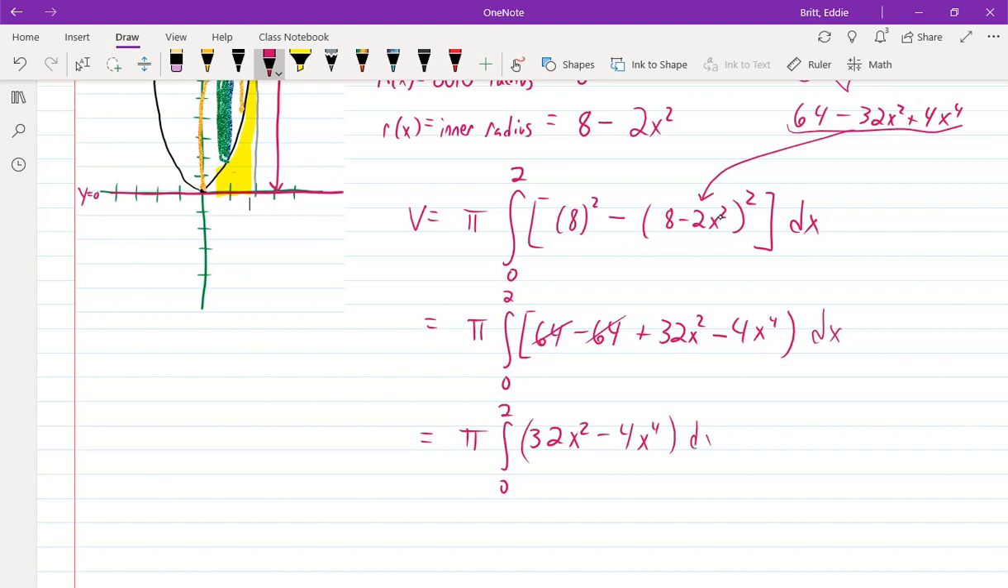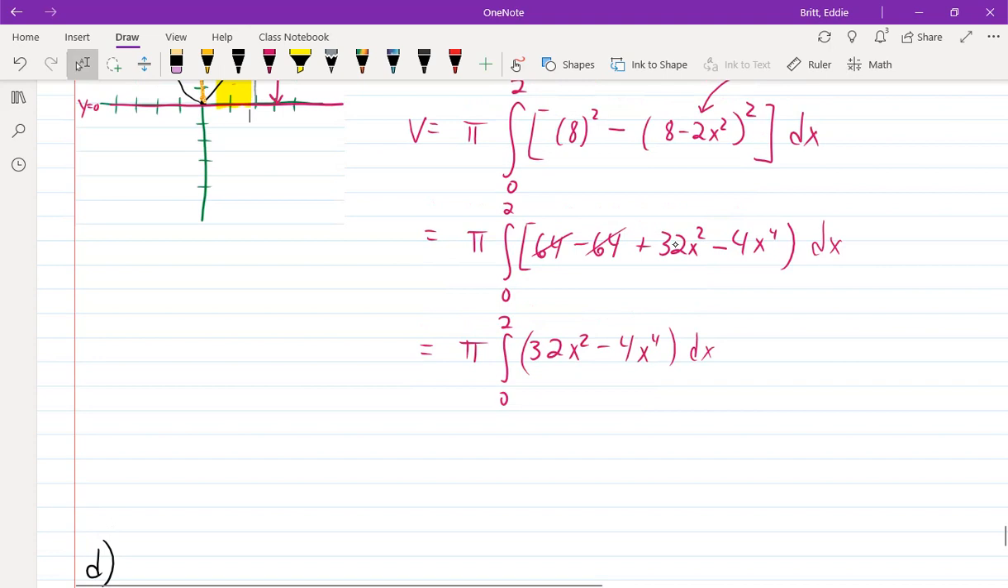All right. And so now integrate and evaluate. So I'm going to integrate. That's going to be 32. We do have a pi in front. Can't forget that pi. I never forget about pi. I got 32x cubed over 3 minus 4x to the fifth over 5. I like to kind of keep my fractions in front. It just makes more sense in my head if I do that. But you can do it however you need to make it make sense.